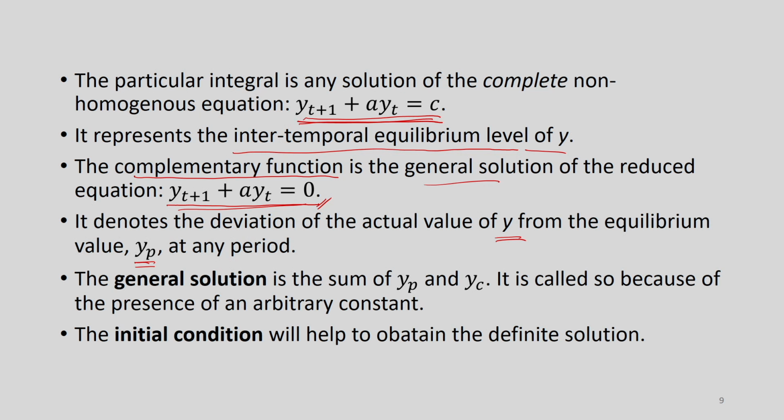The general solution is the sum of yp and yc. This we have just mentioned. The solution is summation of these two parts, yp and yc. It is called so because of the presence of the arbitrary constant. We are going to talk about that, in the general solution an arbitrary constant will be there. And the initial condition, we have talked about initial conditions before, that will help us obtain the definite solution.